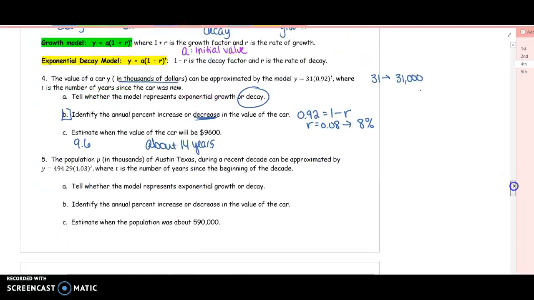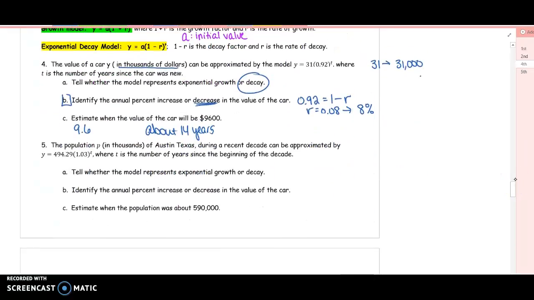Number 5, the population in thousands of Austin, Texas during a recent decade can be approximated by y equals 494.29 times 1.03 raised to the t. So this 494.29 means 494,290. First, does this model represent exponential growth or decay? Why does it represent growth? The stuff being raised to the exponent, the b value, is bigger than a whole, so it's exponential growth.